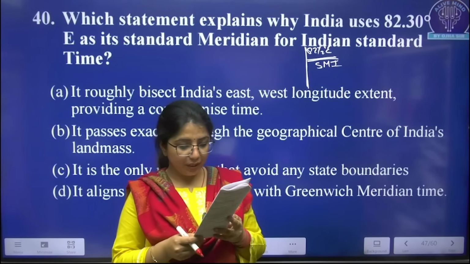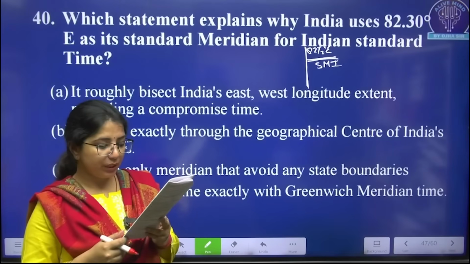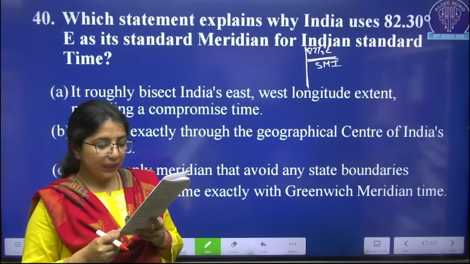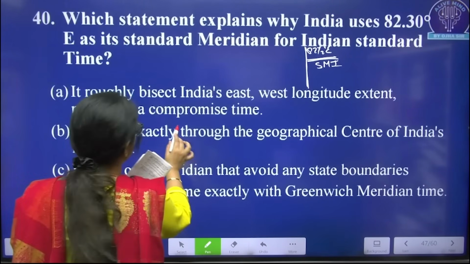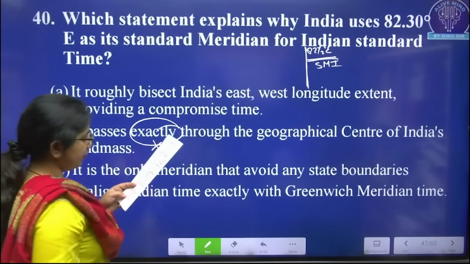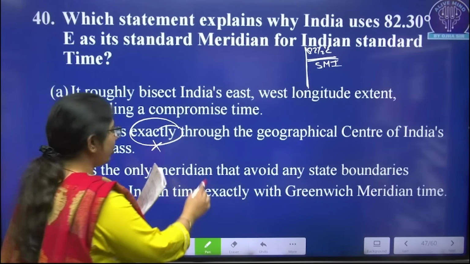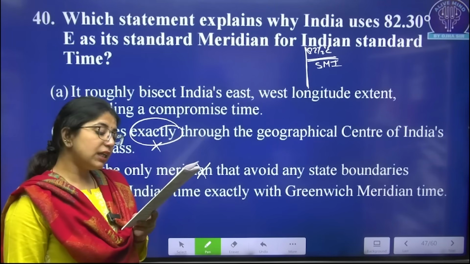The options given are: it roughly bisects India's east and west longitude extents, providing a compromise time. It passes exactly through the geographical center of India's mass. No, they have used the term exactly. This is wrong. It is the only meridian that avoids any state boundaries. Not possible. It aligns Indian time exactly with Greenwich Mean Time.